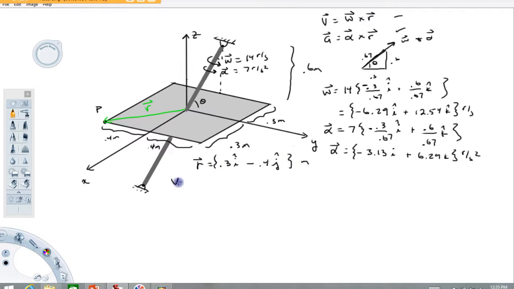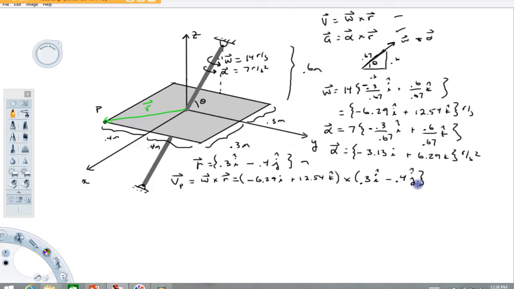Now to calculate the velocity of the point P, we're just going to take the angular velocity cross with the position vector. So that is this vector crossed with this vector. I'm going to write that out: minus 6.29 i, and I'll put the units last, plus 12.54 k, crossed with our position vector, 0.3 i minus 0.4 j.